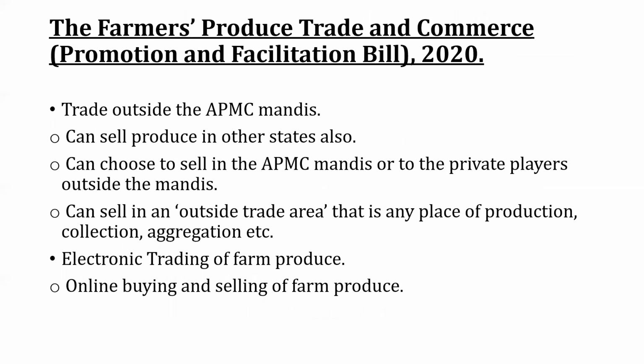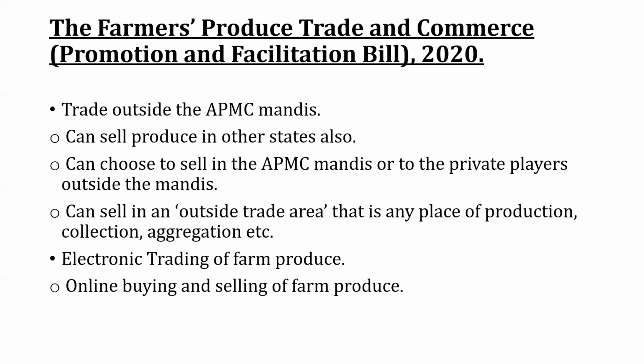Now, the Farmers Produce Trade and Commerce Promotion and Facilitation Bill 2020. This bill talks about where the trade can take place. There are these small mandis called the APMC mandis, which are state regulated. Till now, farmers could go to these mandis and sell their produce. Now, the bill mandates that trade can also take place outside the APMC mandis. Also, the farmers can now sell in other states as well. So, these APMC mandis were under state regulation. Now, the farmers can sell their produce in any other state. So, if a farmer is not getting the right price in Bihar, they can go to West Bengal and sell it.